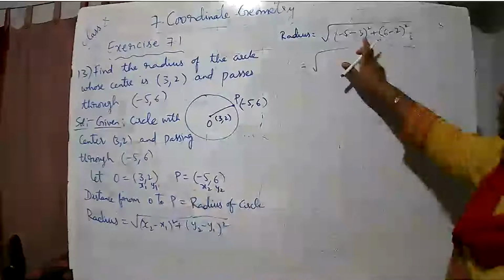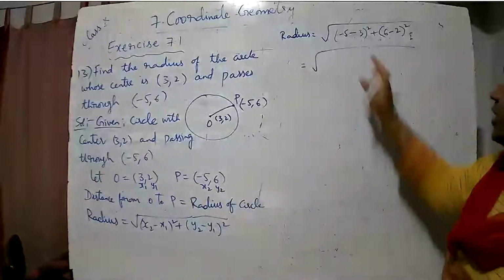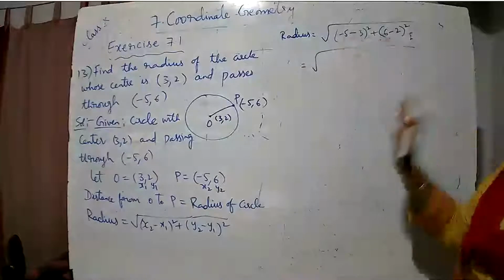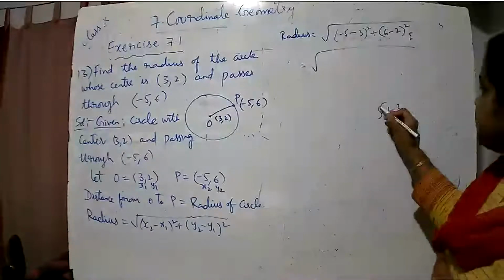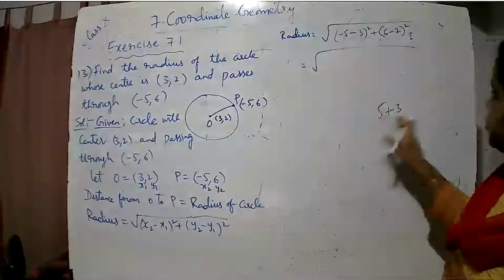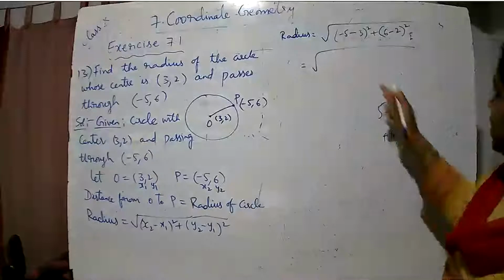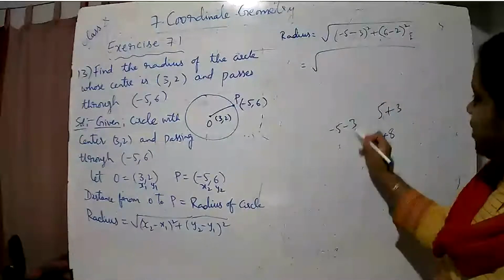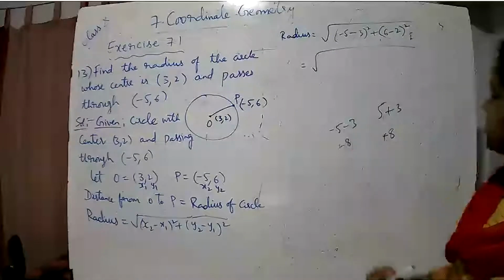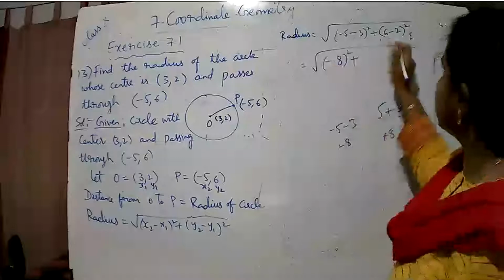Whenever you have 2 minus signs, you have to add and put that minus sign only. Whenever you have 2 same signs, you have to add. 5 plus 3 is plus 5 plus 3, 2 same signs, so you add and put the sign plus here. Here you have -5 and -3, 2 same signs, so you add 5 plus 3 is 8 and put the same sign, minus. So I'll get -8 whole square plus 6 minus 2.